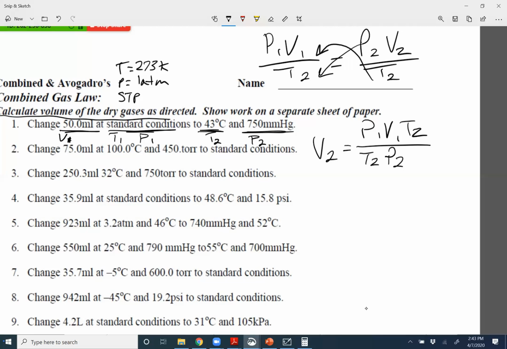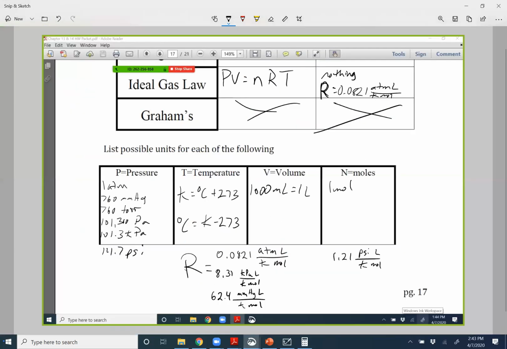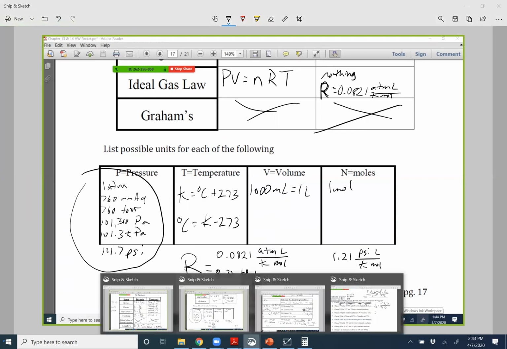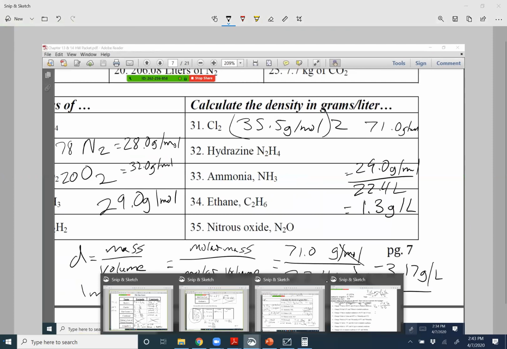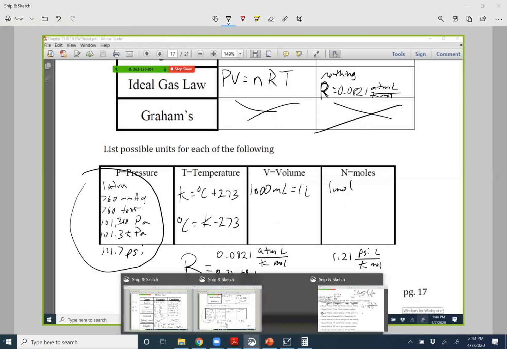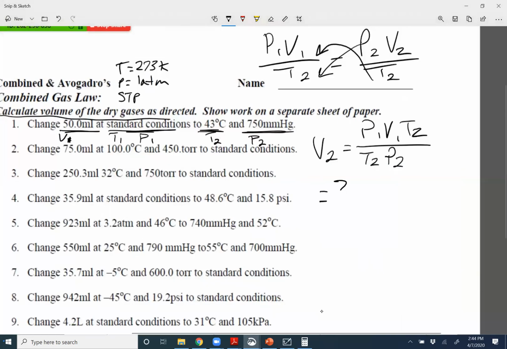We're going to plug in our numbers. Pressure 1 was STP, so that's 1 atmosphere, but that's a bit of a pain. So remember that all these guys are equal to each other. If we have 1 atmosphere, we also have 760 mmHg. Since our problem uses mmHg, why don't we just use that, 760 mmHg. Volume 1, 50 milliliters.